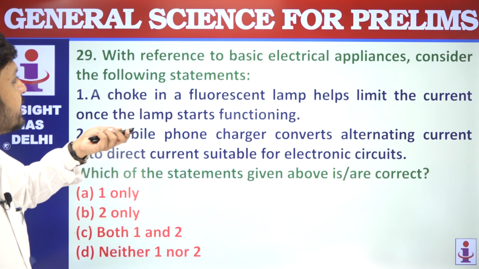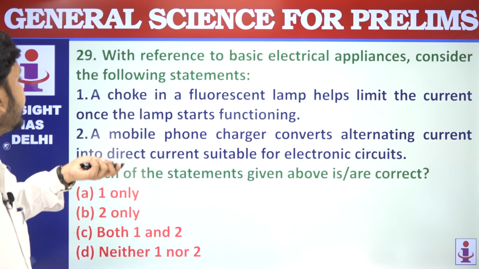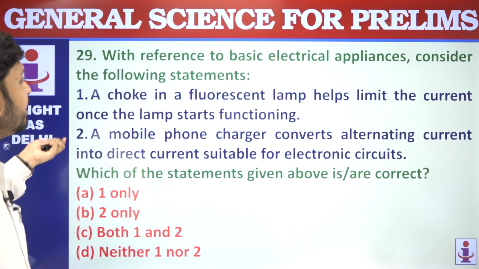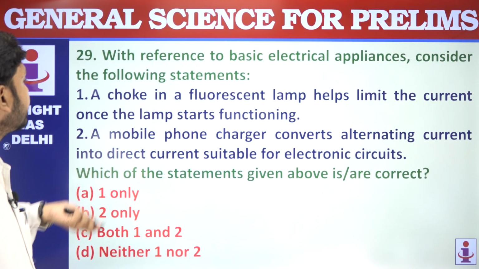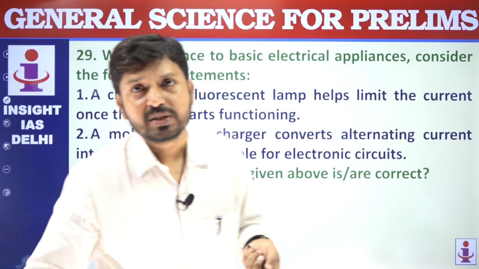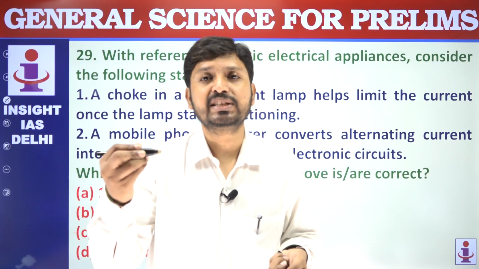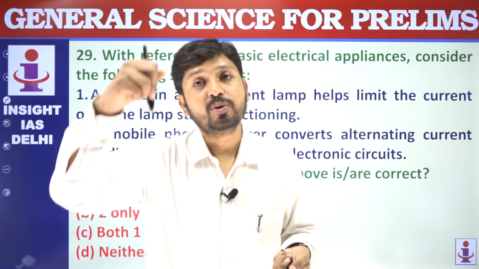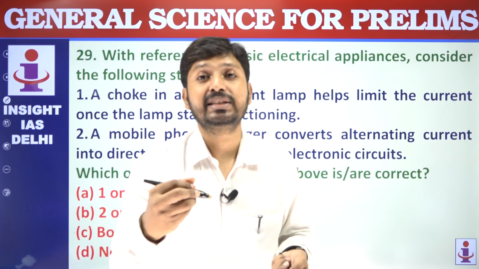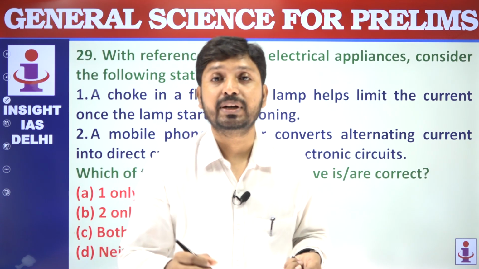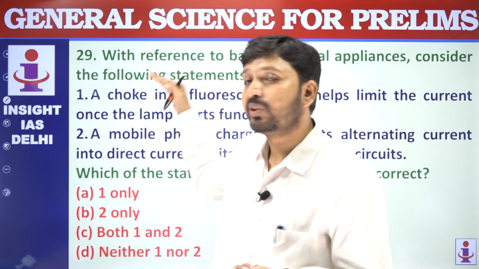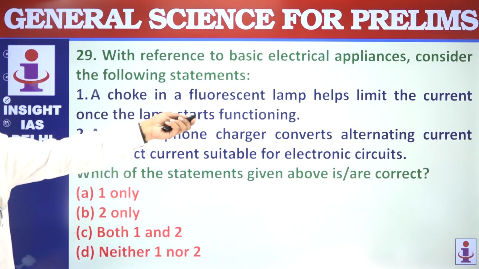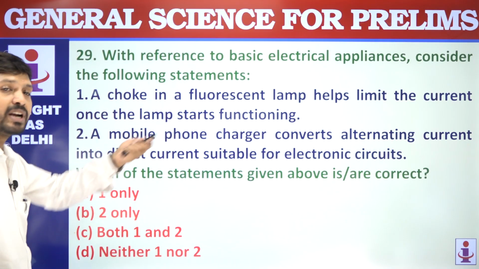With reference to basic electrical appliances, consider the following statements. A choke in a fluorescent lamp helps limit the current once the lamp starts functioning. The choke generally acts as an inductor. Initially, high voltage is passed. Once the electric current is passing through, we try to reduce it, because if the same intensity of high voltage is applied, it will get burnt. So this choke will try to reduce the flow of current after the initial time.